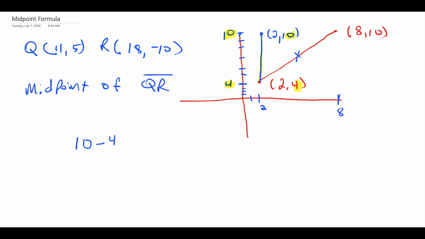Then what do you do from there? You divide by 2. So you did 10 minus 4, which is 6, and 6 over 2 is 3. Then you have to count 3 from here: 1, 2, 3, which is here. That confirms it's halfway. This point right here, 7, is a halfway point because it's 3 up from 4.